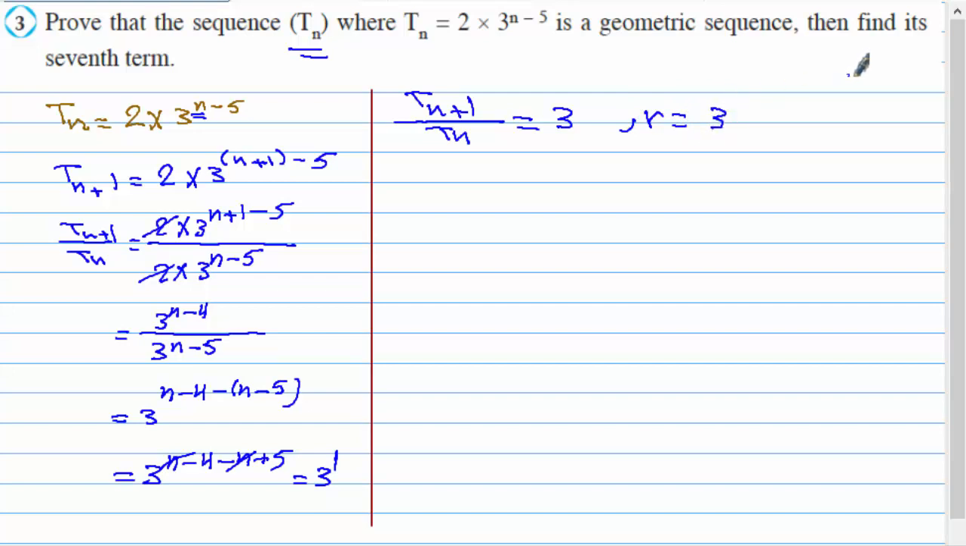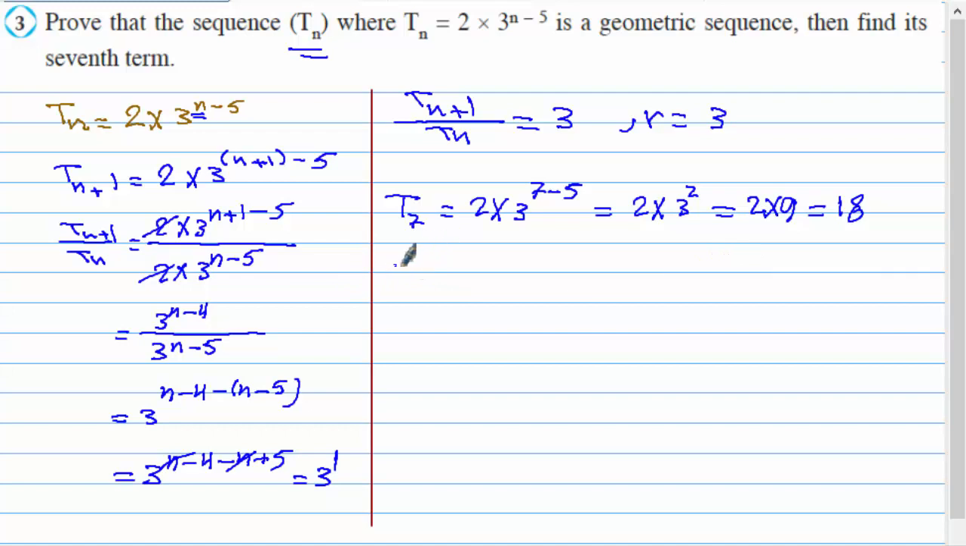Okay, now find its seventh term. Directly here, you can find the seventh term by substituting n equals 7. So we write T7 equals 2 multiplied by 3 power 7 minus 5, which equals 2 multiplied by 3 power 2, which equals 2 multiplied by 9, which equals 18. 3 power 2 equals 9.